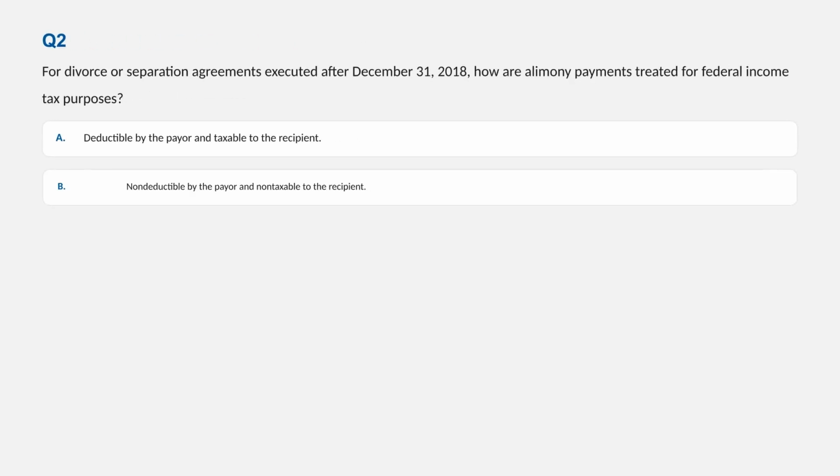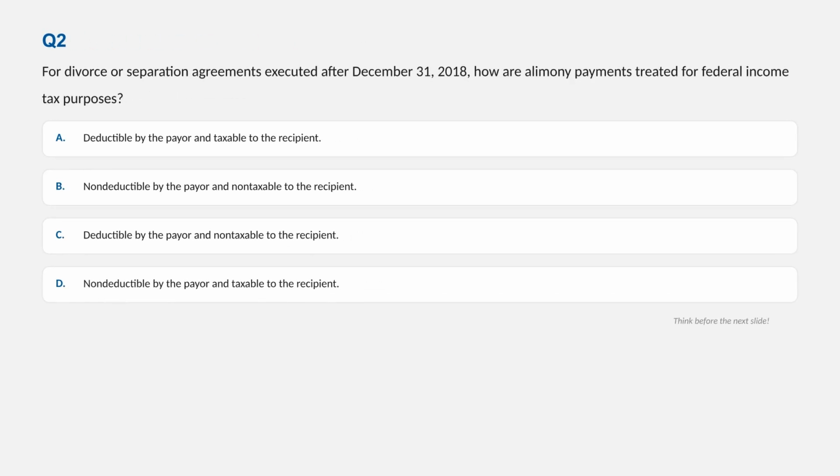Alright, let's move to question 2. For divorce or separation agreements executed after December 31st, 2018, how are alimony payments treated for federal income tax purposes? A. Deductible by the payer and taxable to the recipient. B. Non-deductible by the payer and non-taxable to the recipient. C. Deductible by the payer and non-taxable to the recipient. D. Non-deductible by the payer and taxable to the recipient.